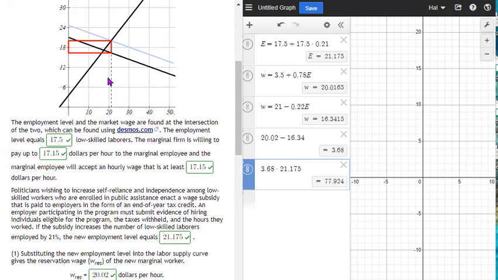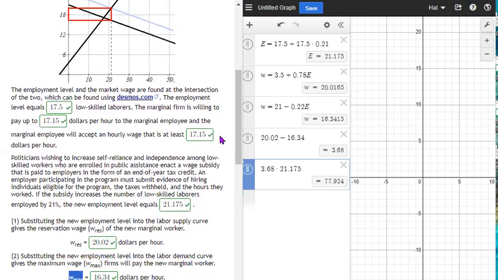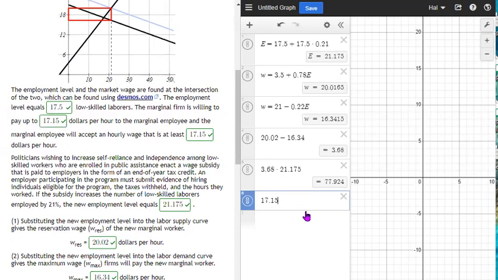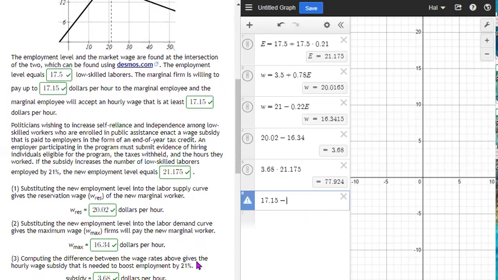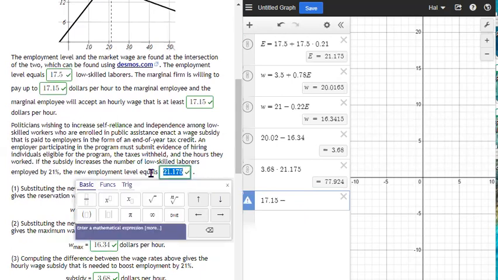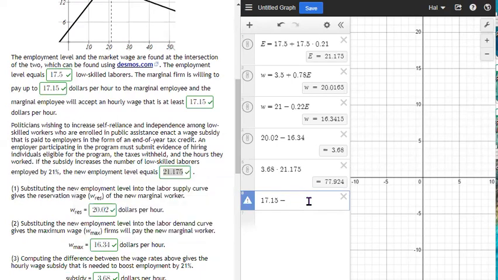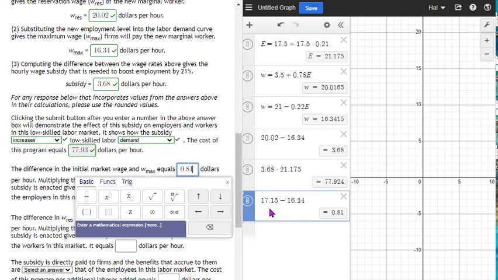Or sorry, 16.34, right? We're going to take the difference of these two. The difference of those two, 17.15 being the initial market wage, minus the maximum wage firms will pay this last worker, which is 16.34. So 16.34 is how much they value the hourly productivity of that last worker hired in the subsidy program, right? So that difference is 0.81, right?